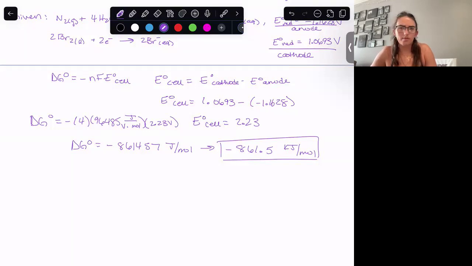Okay, does that help with the voltaic cells and the questions that came in with electrochemistry? Are there any other questions from electrochemistry that we wanted to look at? Yeah, of course.